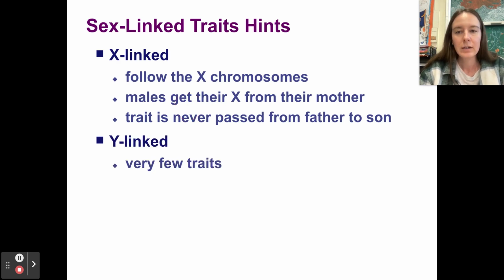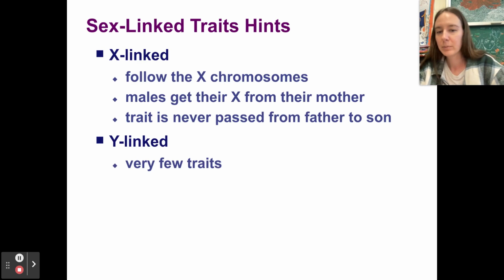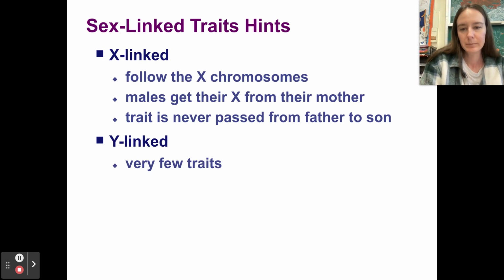So if you're looking at, we'll look at this in a second, but for example, baldness or colorblindness, these X-linked traits must come from the mother. So it means the mother was a carrier for that trait and gave you her X chromosome that had that different gene on it, that colorblind or that bald gene on it.